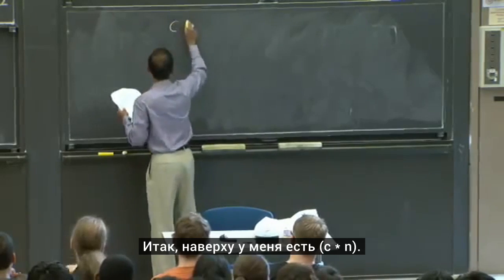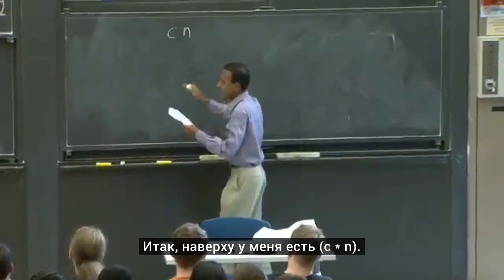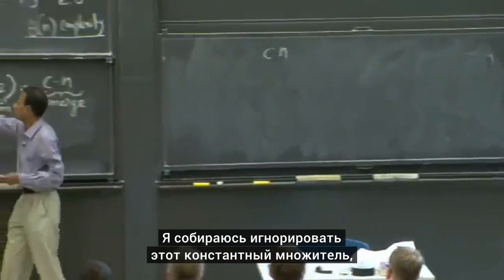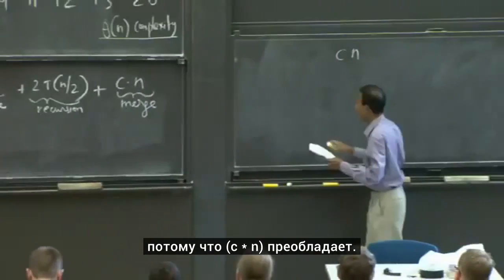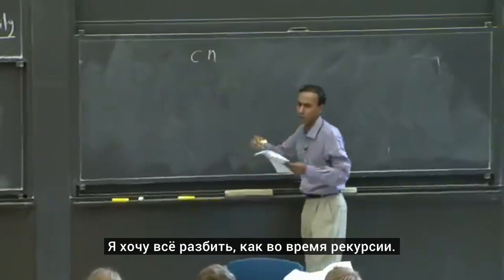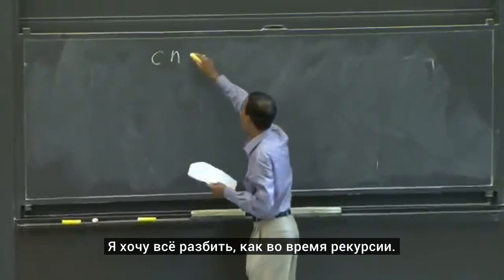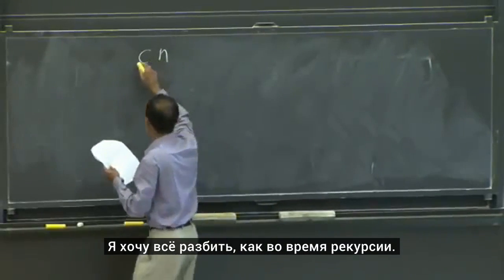So I have c of n on top. I'm going to ignore this constant factor because c of n dominates. So I just start with c of n. I want to break things up as I do the recursion.